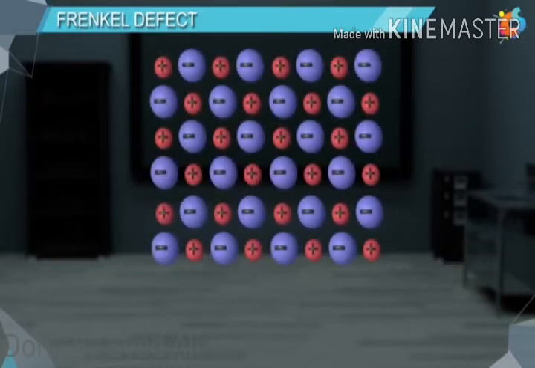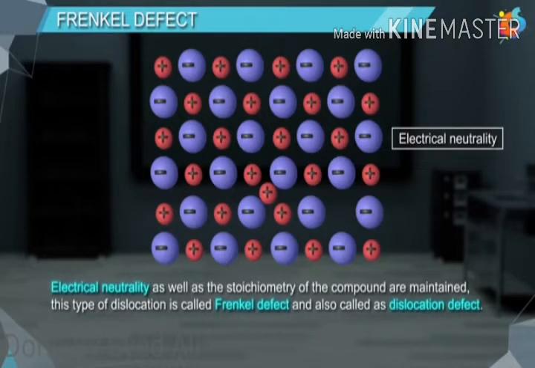Second defect name is Frenkel defect. If in an ionic solid, a smaller ion, generally a cation, goes missing from the lattice site and occupies an interstitial site, such that electrical neutrality as well as the stoichiometry of the compound are maintained, this type of dislocation is called Frenkel defect, also called dislocation defect.